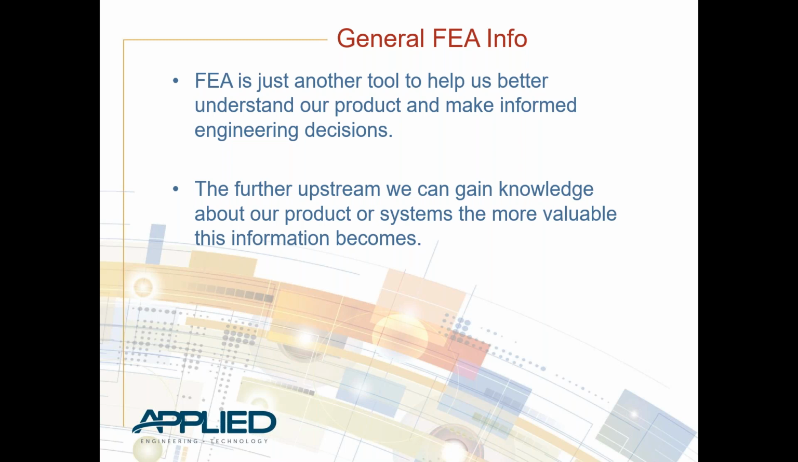Like I said, FEA is just another tool to help us better understand our product and make informed decisions. So we don't want to just rely on it without thinking, okay, does this make sense? Is the high stress in the appropriate area that we would expect? If you see anything weird there, there's a chance that maybe there's a constraint in the wrong spot, or maybe your assembly didn't have the appropriate contacts created. So the setup of the model is important in order to get correct results.